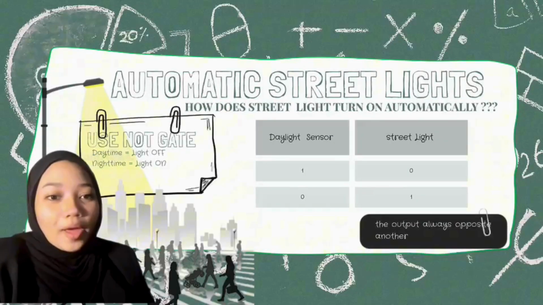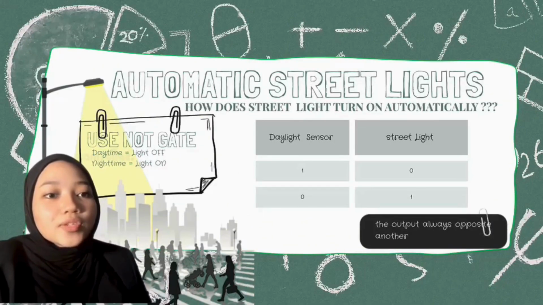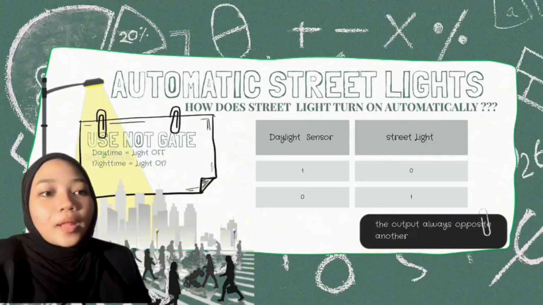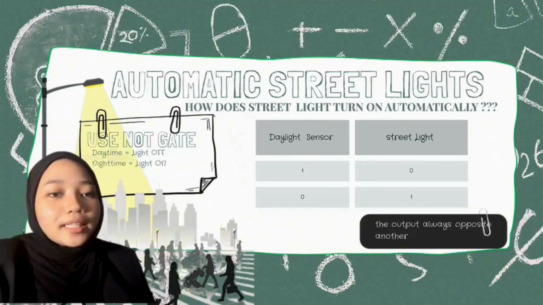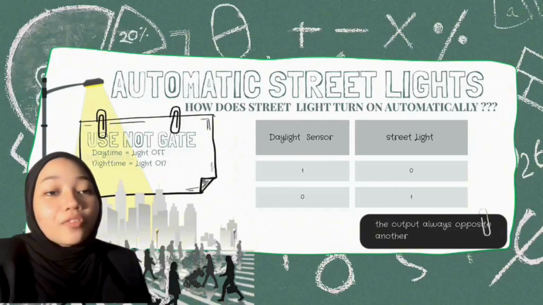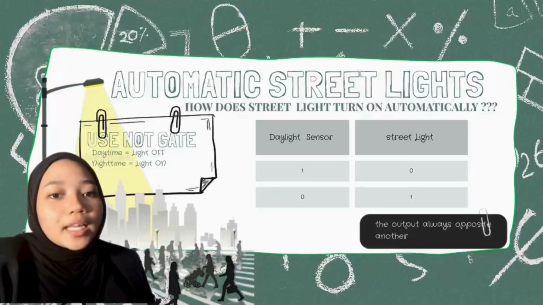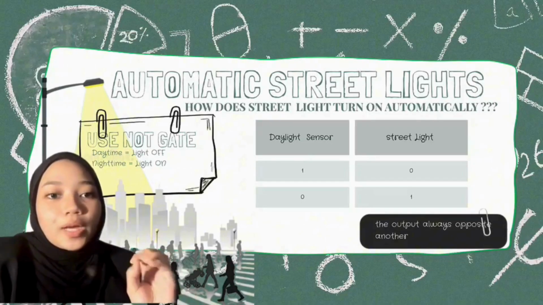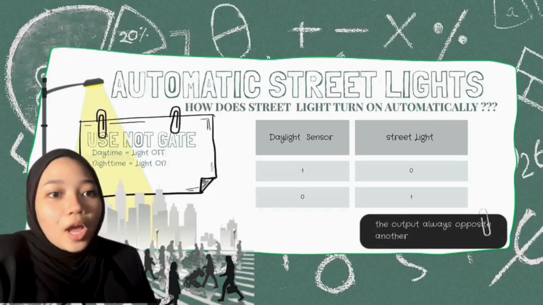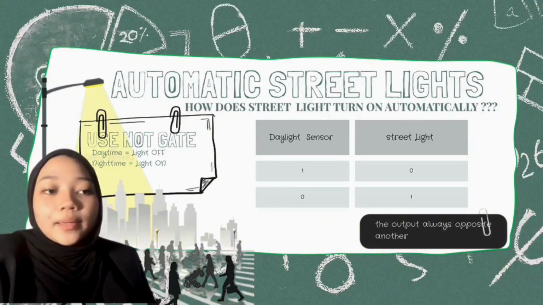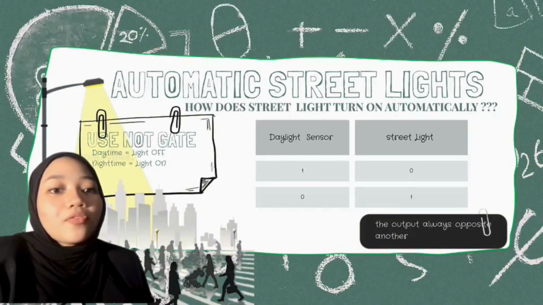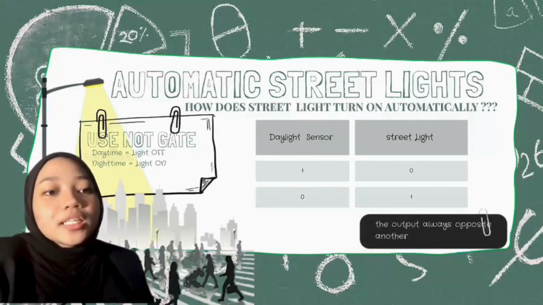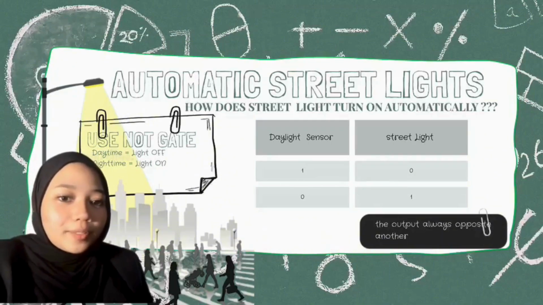Finally, on page 12, we have automatic street lights using a NOT gate. We simply flip the input to its exact opposite. During the daytime, the daylight sensor detects light, sending a true signal of 1. The NOT gate inverts this to a 0, keeping the street light off. When night falls and it becomes dark, the sensor drops to 0, and the NOT gate flips it into a 1, turning the street light on automatically.